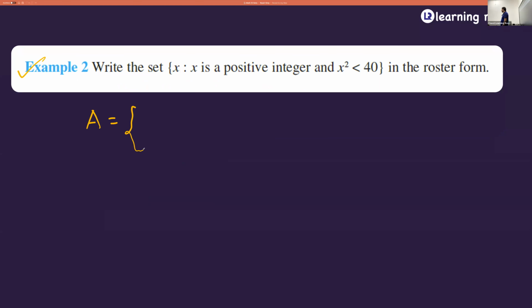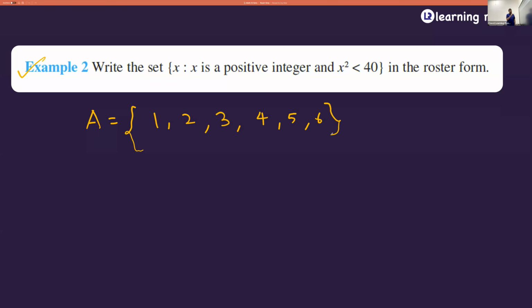So what is the least value it can take? Because x square is less than 40, so x is less than 6 point something. It is 6 point something. So what is the least integer you are going to write on the end? 6, right? So what should be the answer? 1, 2, 3, 4, 5, 6.